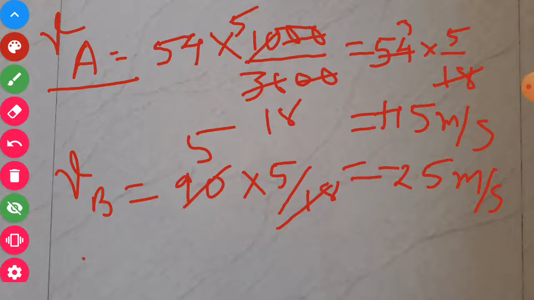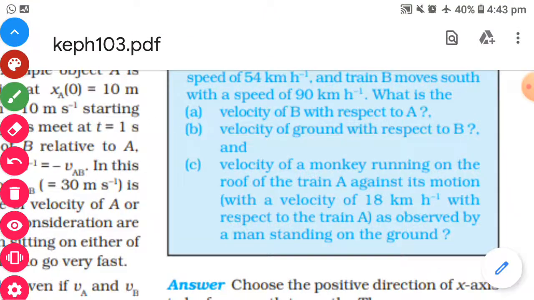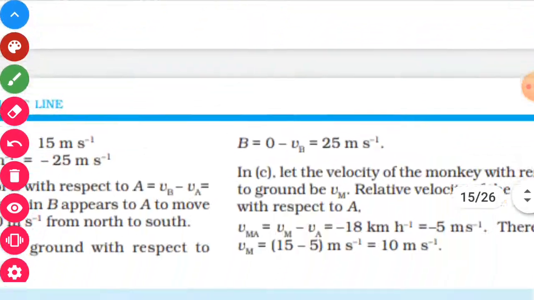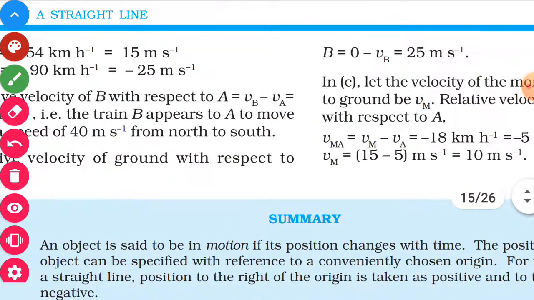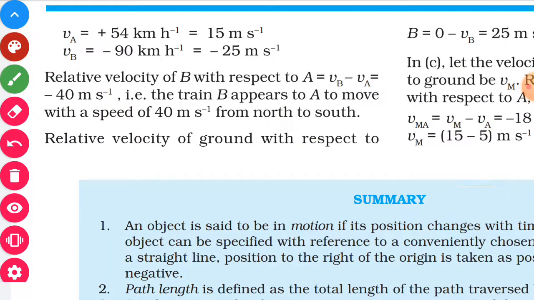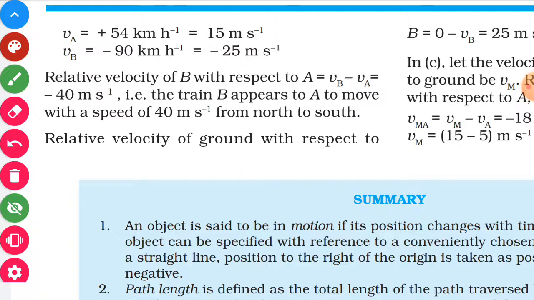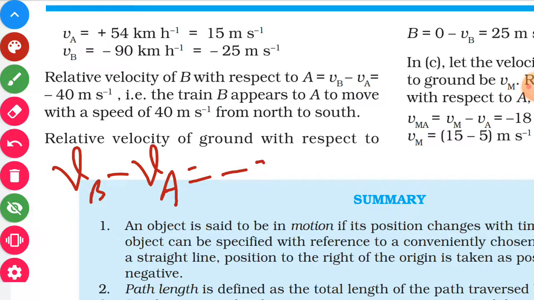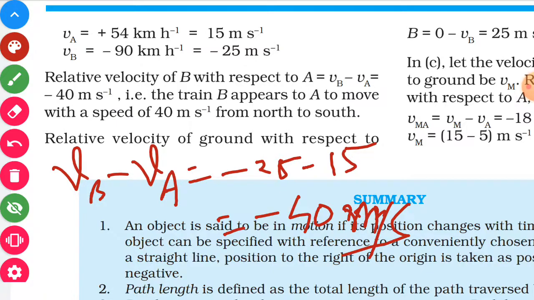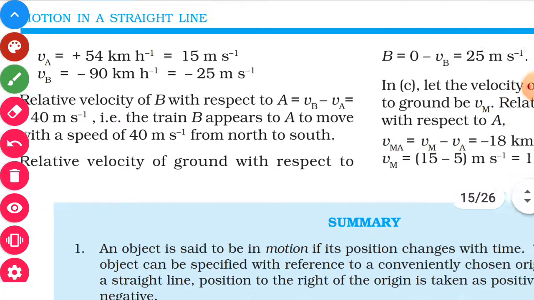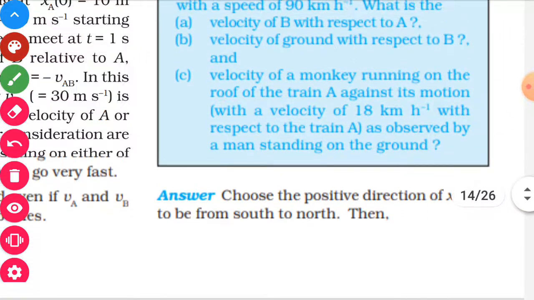Now see what is the question. Velocity of B with respect to A. So VB minus VA, very easy. VB minus VA, you can get easily: minus 25 minus 15, so it becomes minus 40 meter per second.